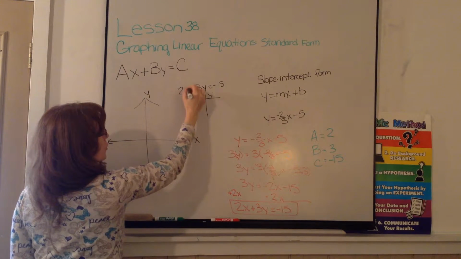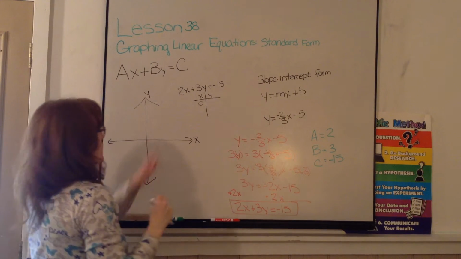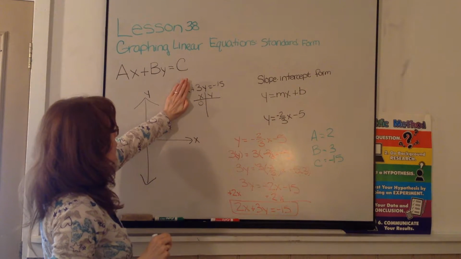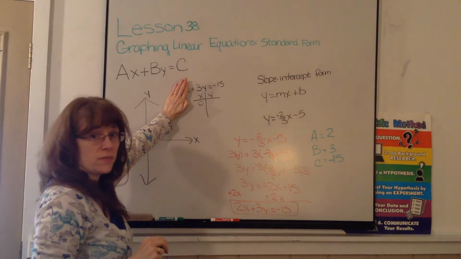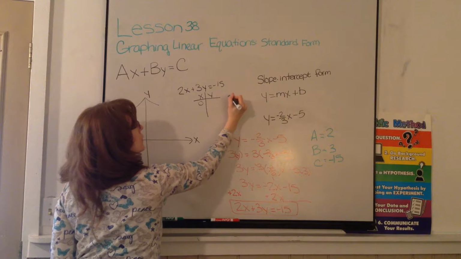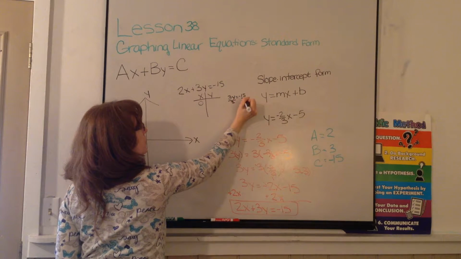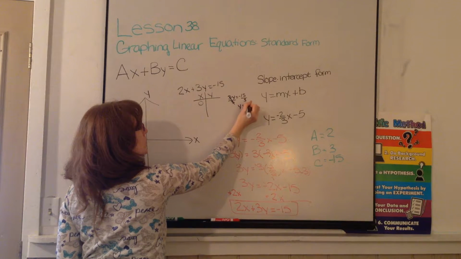If I put in a 0 right here for x, that cancels out, so 2 times 0 is 0. So then I have 3y equals negative 15. Okay, so 3y equals negative 15, divide both sides by 3, y equals negative 5.